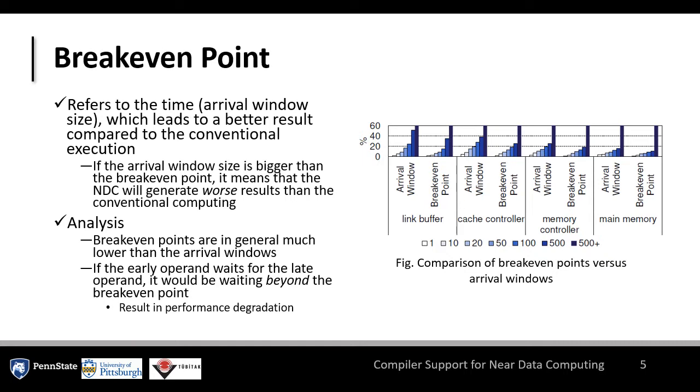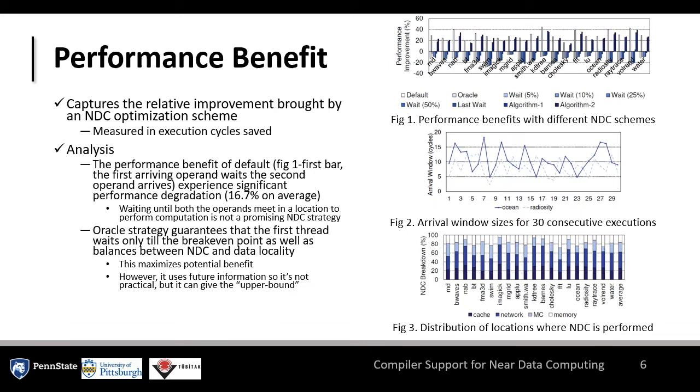And this plot here is comparing the arrival window distribution to the break-even point distribution. And we see that in general, break-even points are lower than the arrival windows, which means there is an opportunity to take advantage of near data computing. Now, this plot here, the first one on the upper right, is showing the performance benefits that are achieved over the conventional execution when using different strategies.